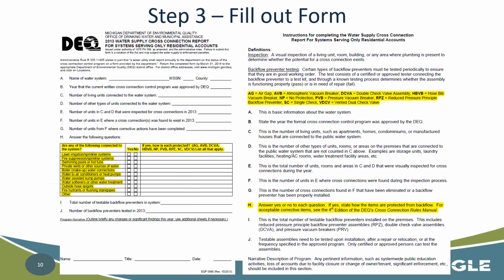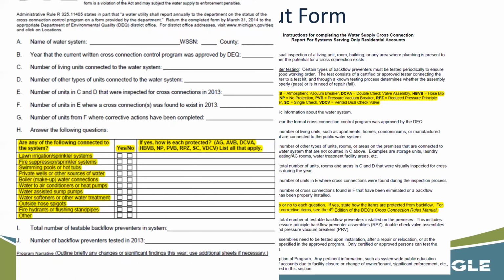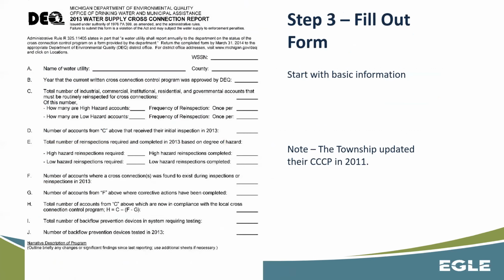So then it comes to starting to fill out the form. As I said, one of the things that makes the residential one different is this section about what cross connection risks we face and how those are being addressed. Again, we've got highlighted here what those mean. And when it comes to actually going through the form, what you'll see as we go through these slides is that it's broken out step by step.